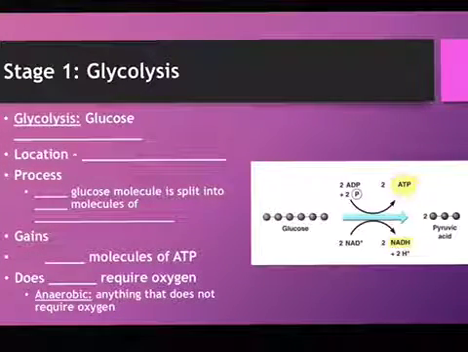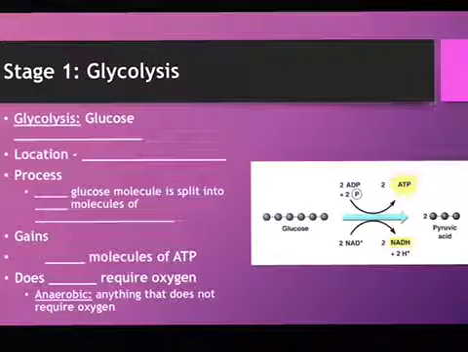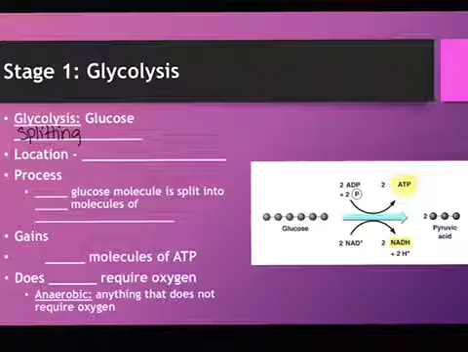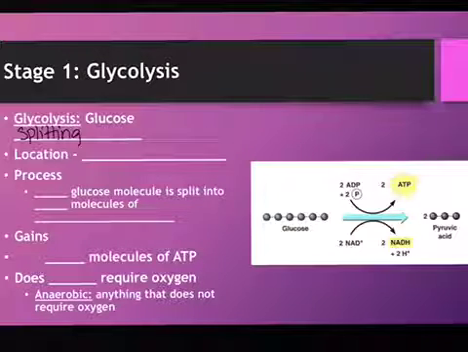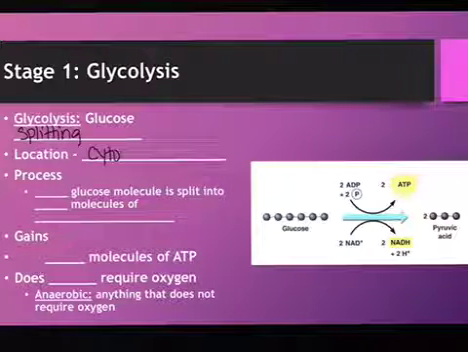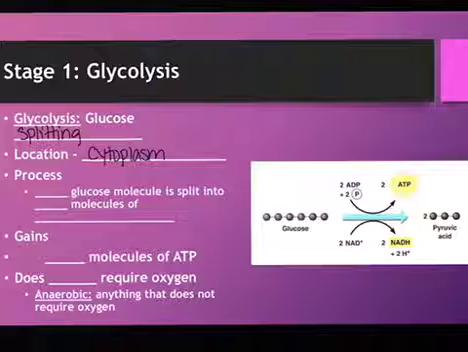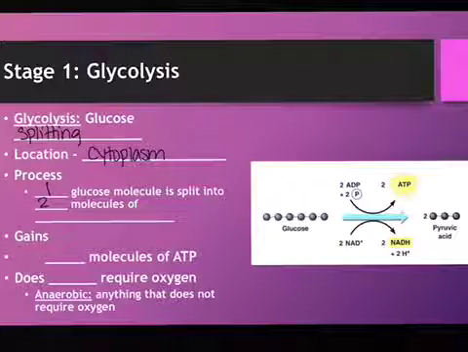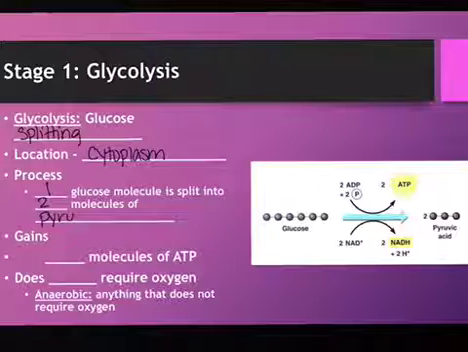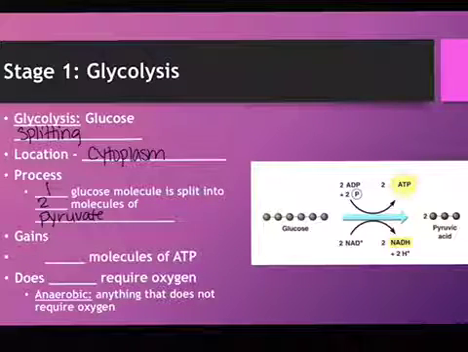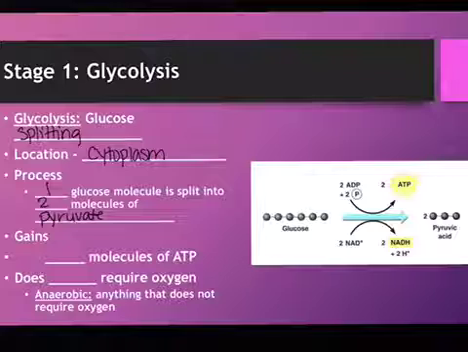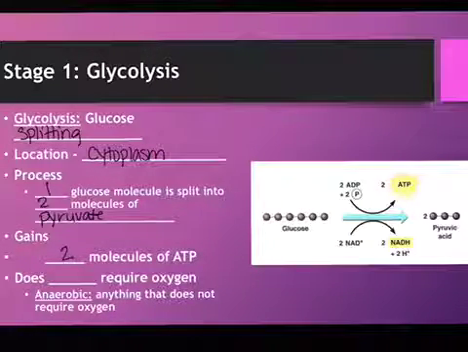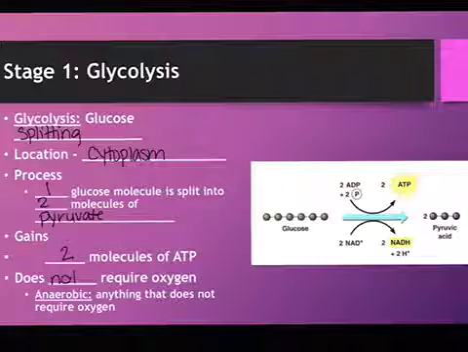So looking at the first stage, glycolysis. Glycolysis literally means glucose splitting. And in this step, we split the glucose molecule. And this happens in the cytoplasm. So one glucose molecule is split into two molecules of something called pyruvate. In this process, we gain two molecules of ATP, and it does not require any oxygen.